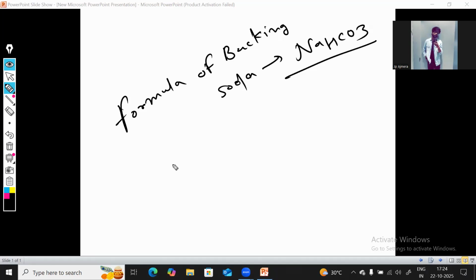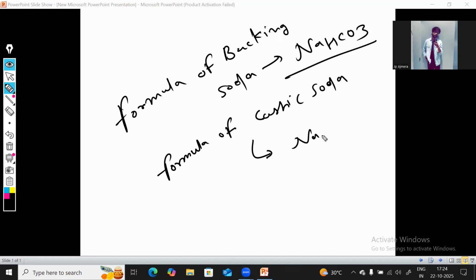All right. Another one is the formula of caustic soda. Caustic soda, the formula is sodium hydroxide, NaOH. Baking soda is sodium bicarbonate, NaHCO3, and caustic soda is just sodium hydroxide. Cool. Pretty simple.